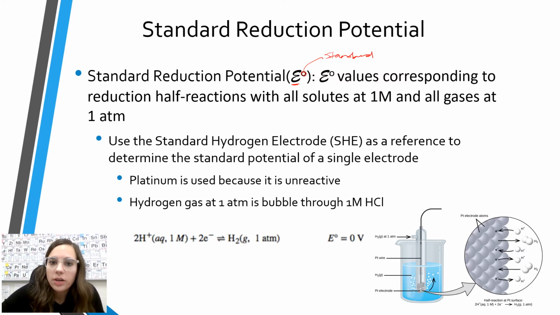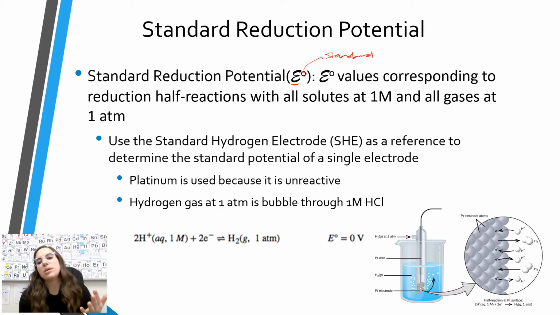So the standard values correspond to reduction half reactions with all solutes at 1 molar, all gases at 1 atmosphere. So that just means that's the standard set of conditions. So the way that scientists determined all of these standard reduction potentials is they use something called the standard hydrogen electrode, or the SHE. So they used the hydrogen electrode as a reference point. So we set the hydrogen electrode as 0.